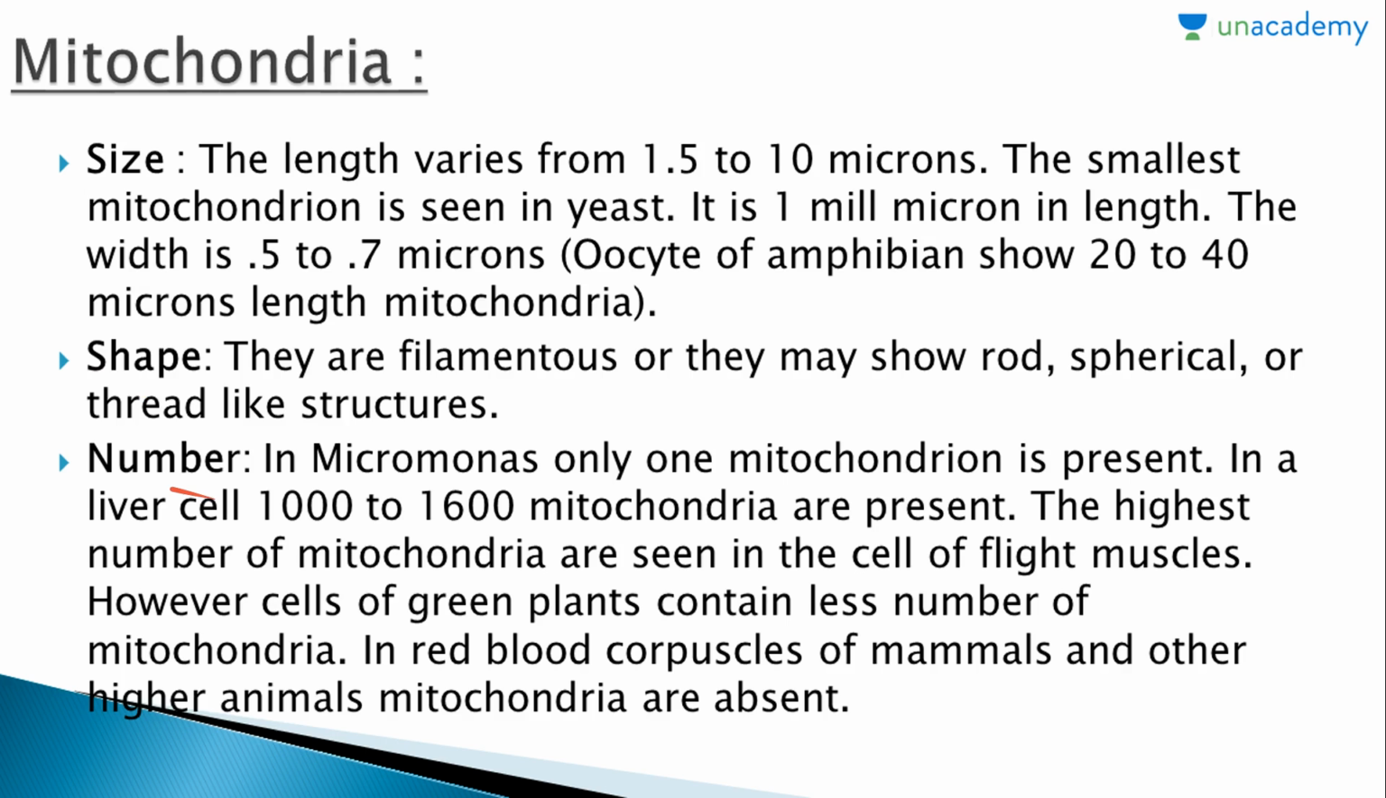Number. In Micromonas, only one mitochondrion is present. In a liver cell, 1000 to 1600 mitochondria are present. The highest number of mitochondria is seen in the cell of a flight muscle. However, a cell of a green plant contains a smaller number of mitochondria. In RBCs, that is red blood corpuscles of mammals and other higher animals, mitochondria are absent.